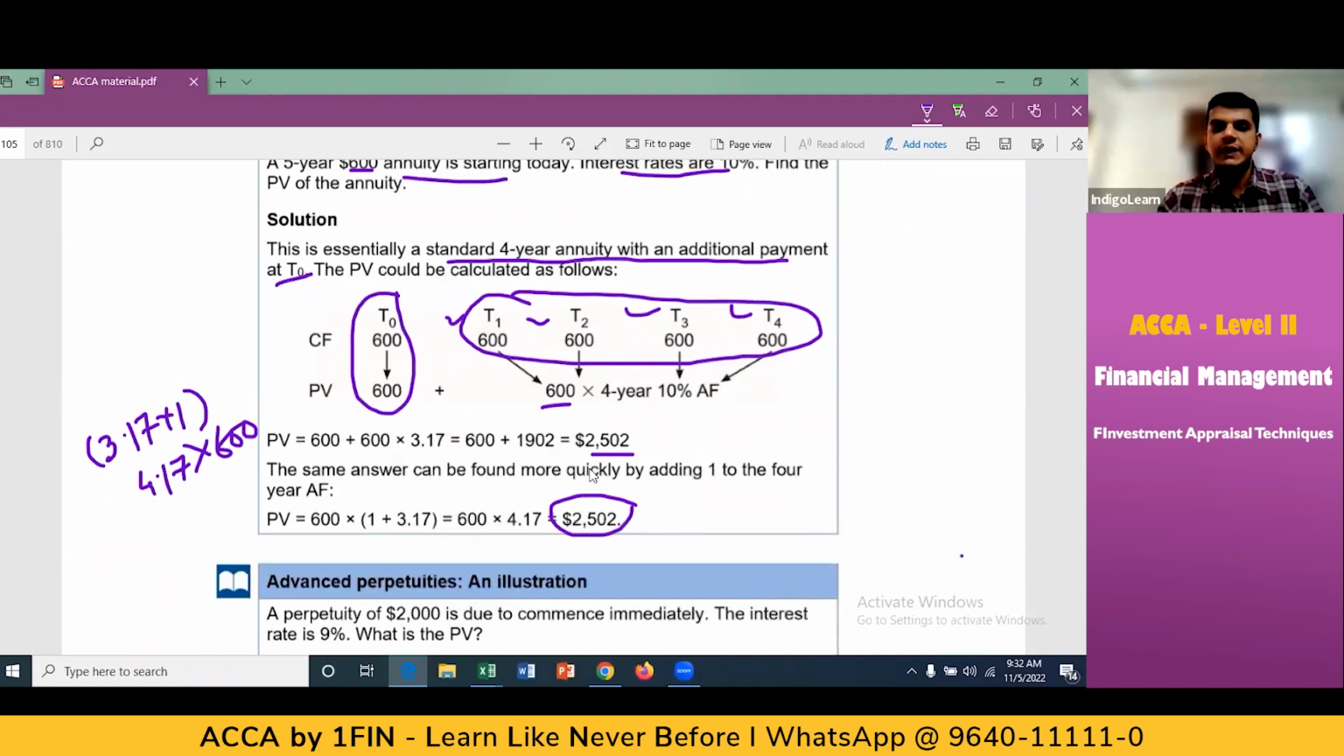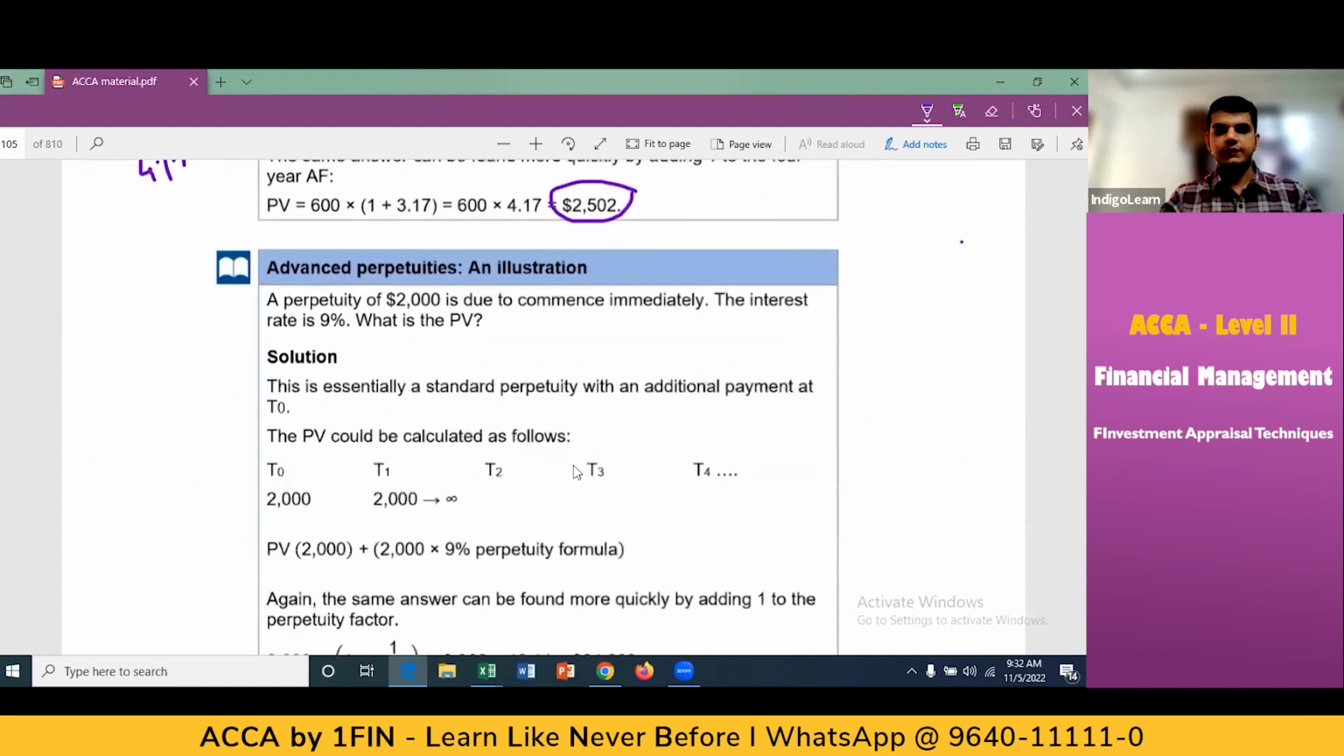So now 100% clear that at T0 you have to take discounting factor 1, and for T1 to T4 annuity factor, which you can see via the table, and then add 1 to get the cash flow which is starting, or annuity which is starting from year 0. Okay, we'll see one more example.